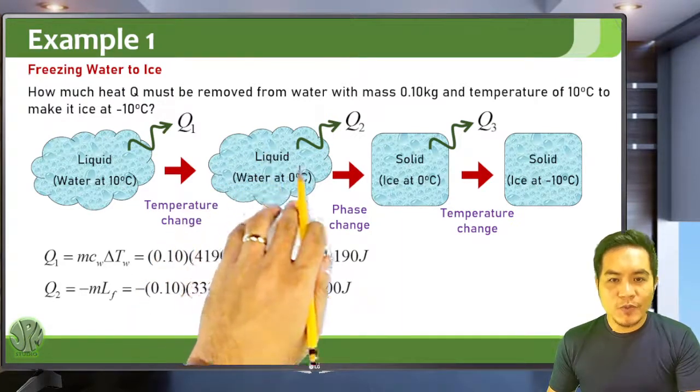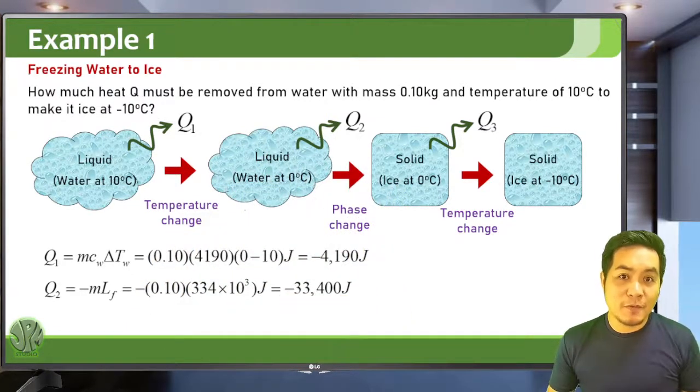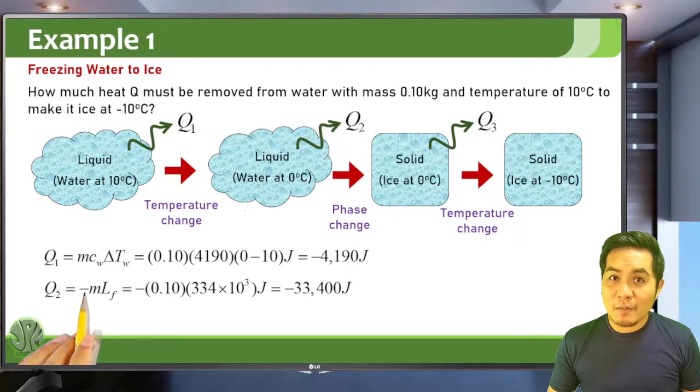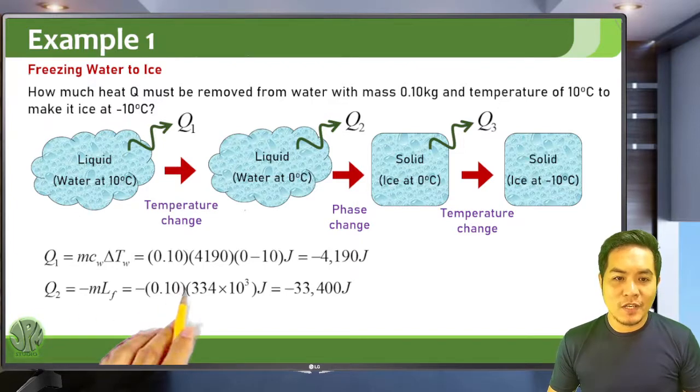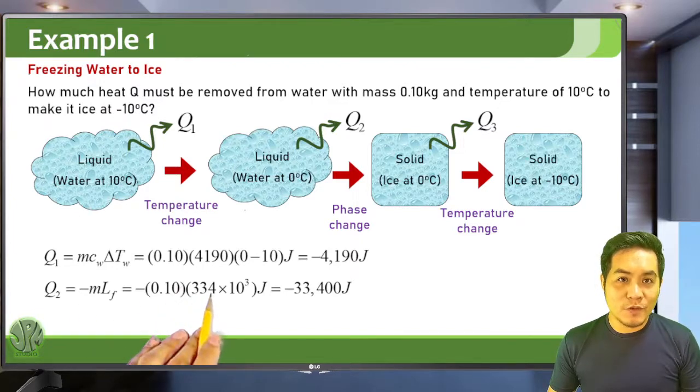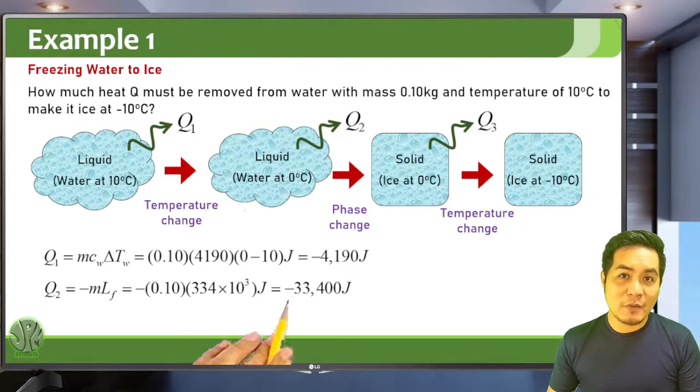For Q2, Q2 is a phase change, meaning the formula is negative mLf. We use the negative formula because this is heat released by the object or by the body. The latent heat of fusion for water is 334 times 10 to the 3 joules per kilogram, times 0.10 kilograms, and you will get negative 33,400 joules.